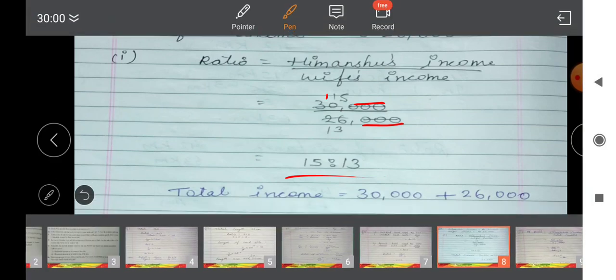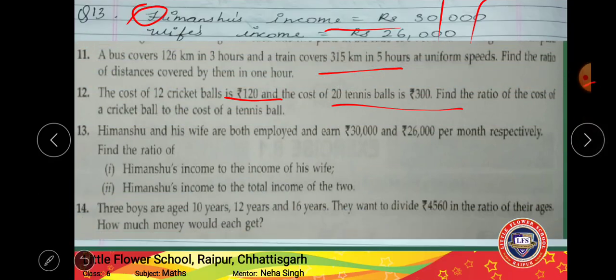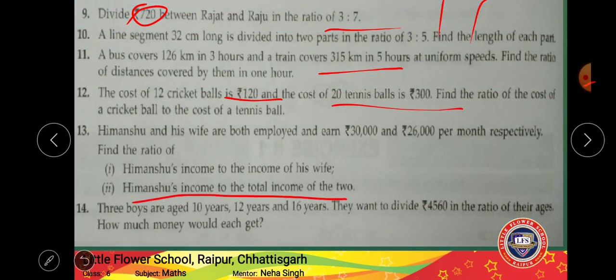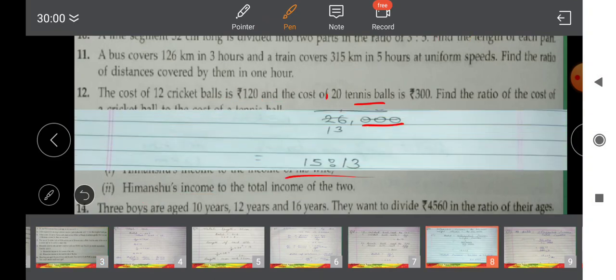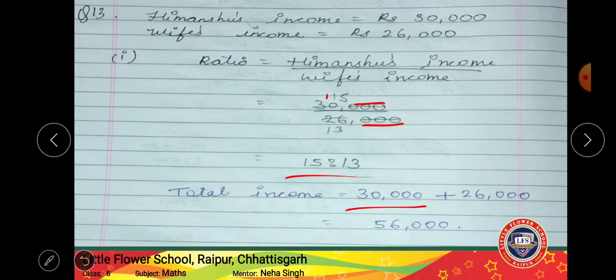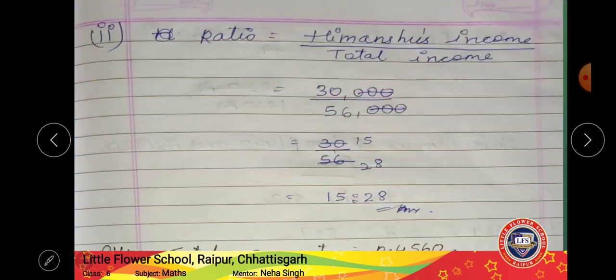Now next, what ratio we have to find is Himanshu's income to the total income. So how will we find the total income? By adding both of their incomes, 30,000 plus 26,000, which is 56,000. Now finding the ratio, 30,000 upon total, that is 56,000, right? 0 0 cancelled, 2 15s are 30, 2 2s are 4 and 2 8s are 16. So the ratio is 15:8. Okay.